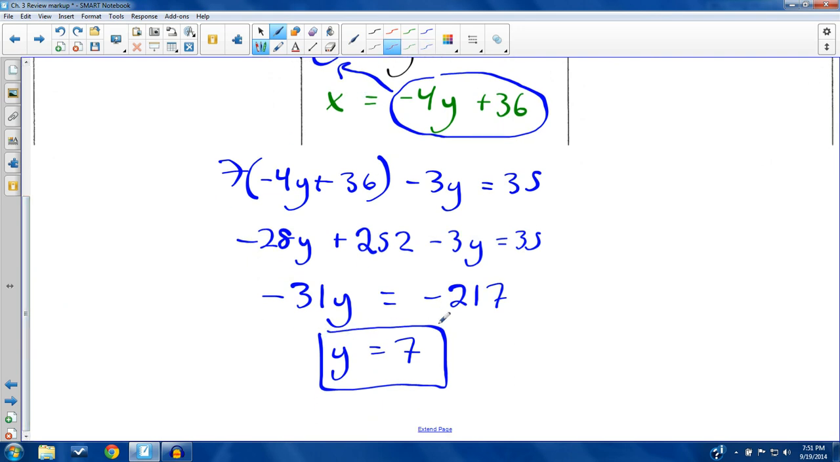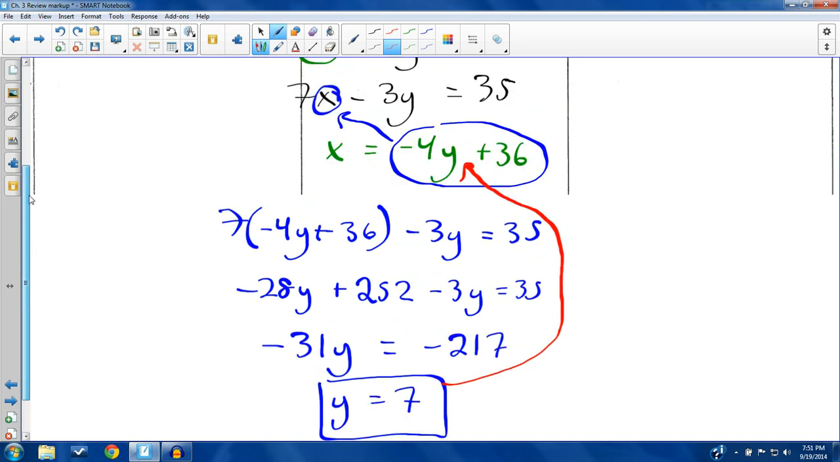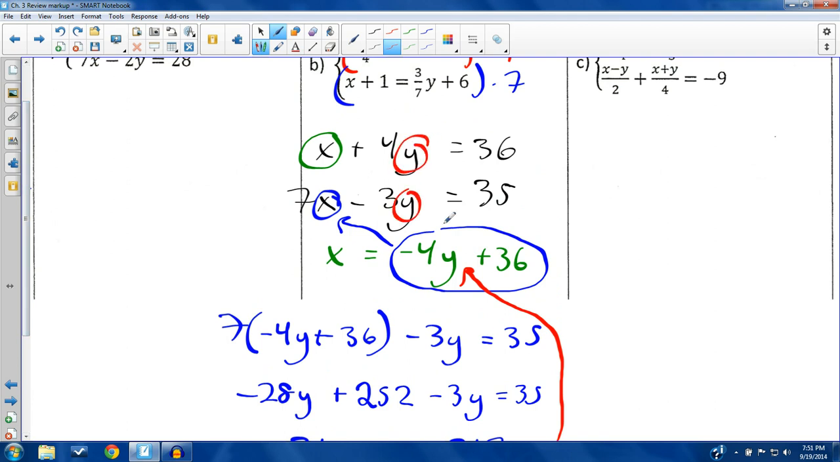Okay, so plug in. Here's what's going to happen now. I'm going to substitute 7 in for y. You can do it in any equation. I can plug it into here, here, or here. My preferred equation is this one right here because I need to solve for x.